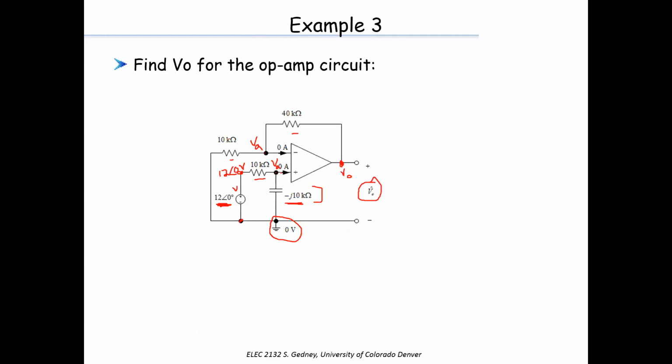So both of these are the same potential, VA. And finally, I have V0. So how many unknowns do I have? 2 unknowns, V0 and VA. Okay, I start with 4. How did I get down to 2?